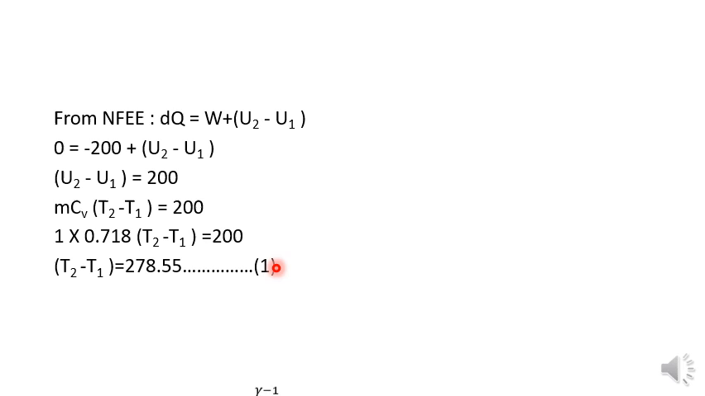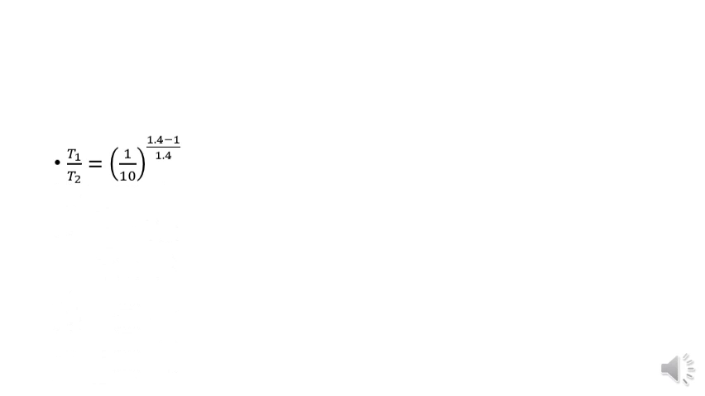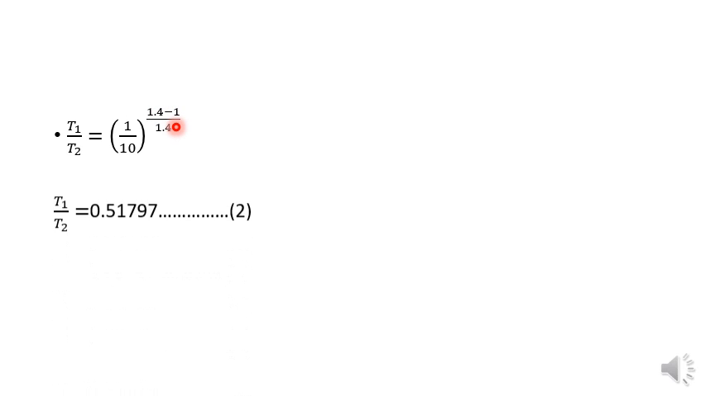Now I am using the relation between temperature and pressure. We know that T1 by T2 is equal to (P1 by P2) whole power (gamma minus 1) by gamma. In the problem they have given the values of P1 and P2, and we know the gamma value. So by using this equation we will get another equation, T1 by T2 is equal to a constant. By solving these two equations, we will get the temperatures T1 and T2. So T1 by T2 is equal to (1 by 10) whole power (1.4 minus 1) divided by 1.4.